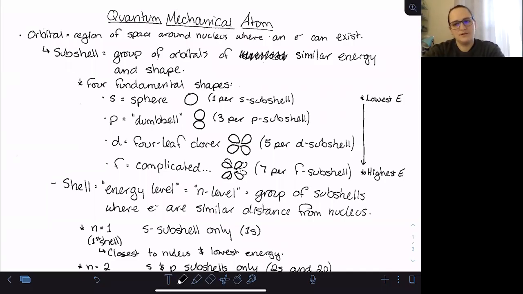In this video, our goal is to be able to write an electron configuration for any atom of an element. In order to be able to do that, we need to have some understanding of the structure of the quantum mechanical model of the atom.